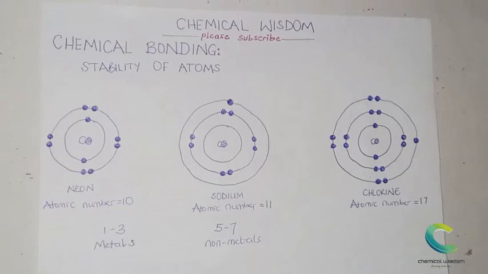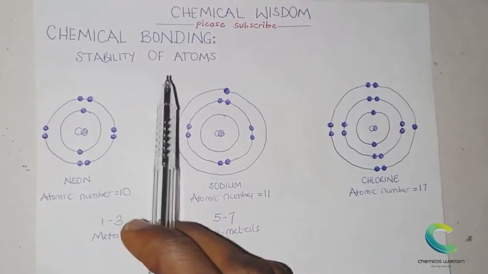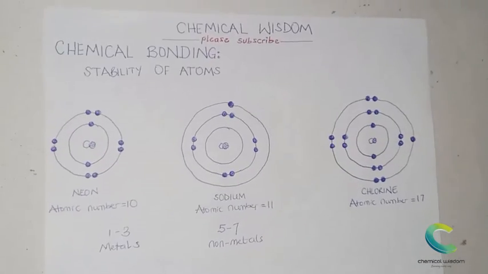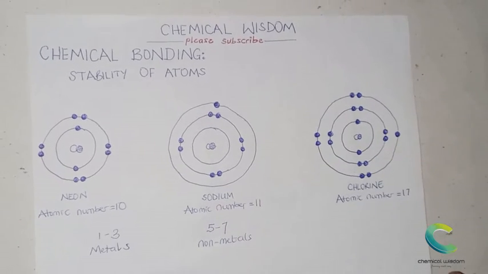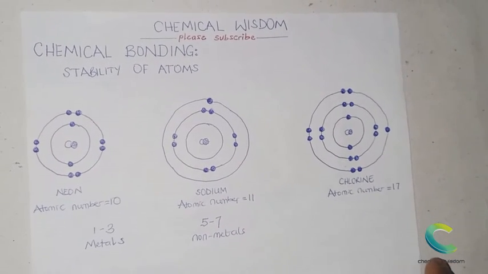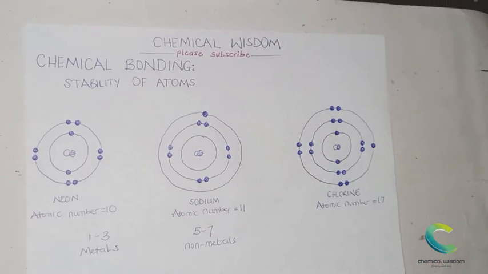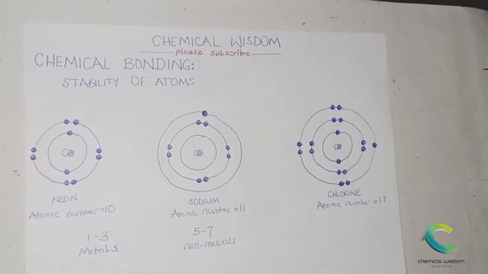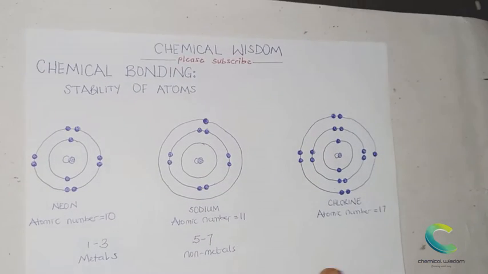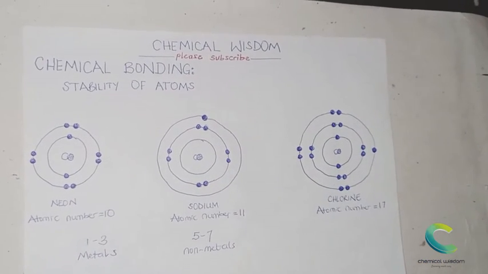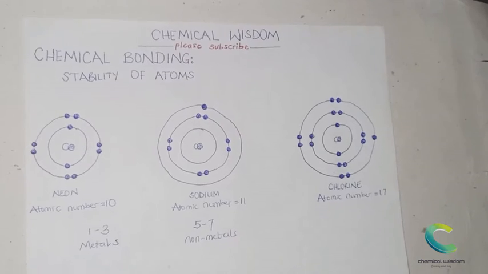Today we are going to be looking at chemical bonding. We're actually starting a series on chemical bonding, so please make sure to follow up on the subsequent videos because we'll be dealing with the different types of chemical bonding based on the two classifications, from the intermolecular forces to the intramolecular forces. Before then, I need us to look at the stability of atoms because that's where all these things originate from.